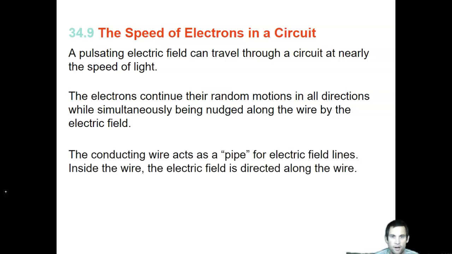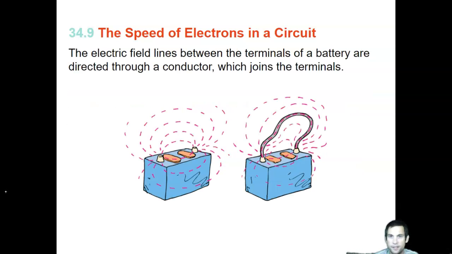The conducting wire acts as a pipe for electric field lines inside the wire. The electric field is directed along the wire. The electric field lines between the terminals of a battery are directed through the conductor, which joins the terminals.